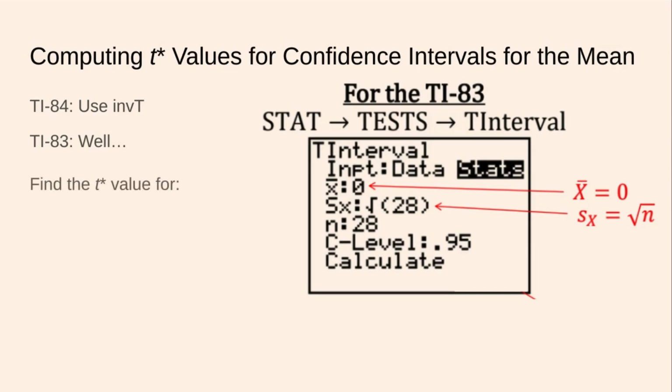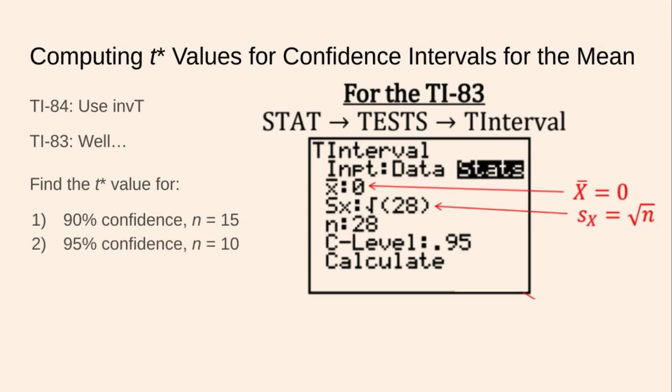Okay, so here's what we're going to do. We're going to find a T-star value for a 90% confidence interval, and we're going to let our sample size be 15, which means in this instance we would have 14 degrees of freedom, right? And then we're going to find a 95% confidence interval's T-star value, where the sample size equals 10. So in this case, there would be 9 degrees of freedom, okay? So let's get an idea of what our process is going to look like.